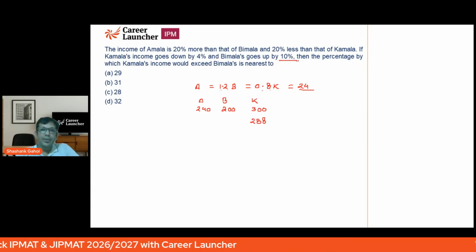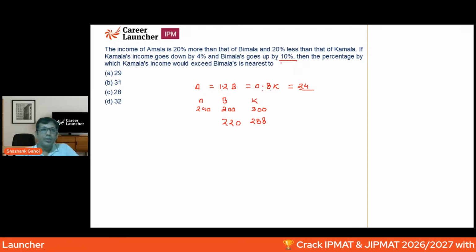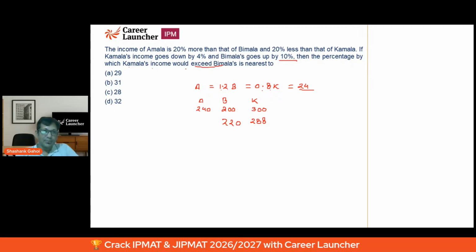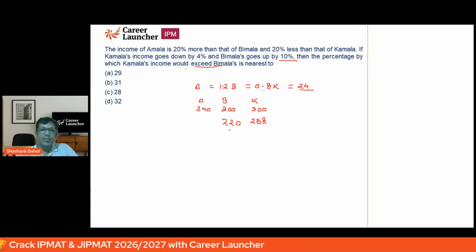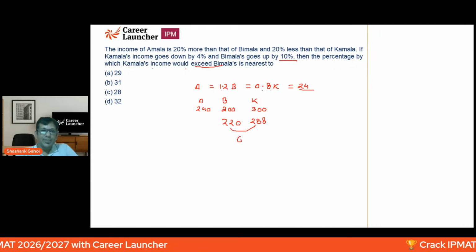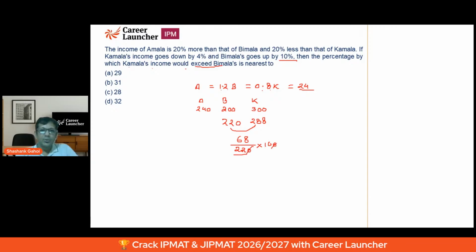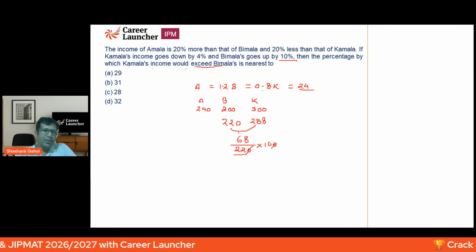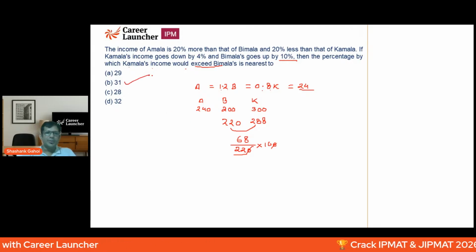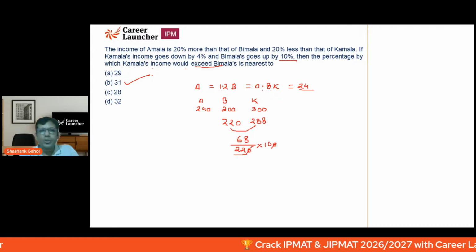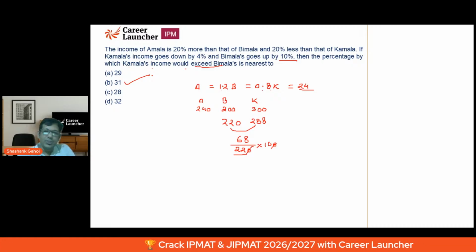Bimla's income goes up by 10%, so Bimla's income becomes 220. Then the percentage by which Kamla's income would exceed Bimla's income: Kamla's income exceeds Bimla's income by 68. Upon what? Bimla's income, 220. 68 into 100 over 220 is a little greater than 30, so the answer comes out to be 31%. So the answer is going to be option B. This is how we can approach this question.